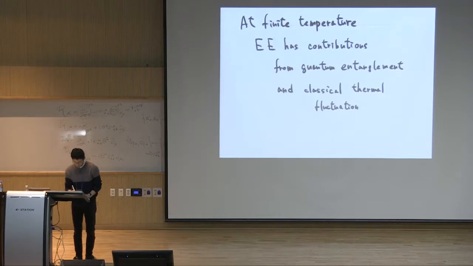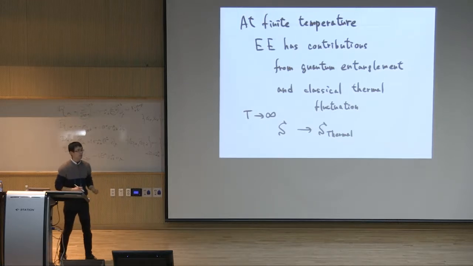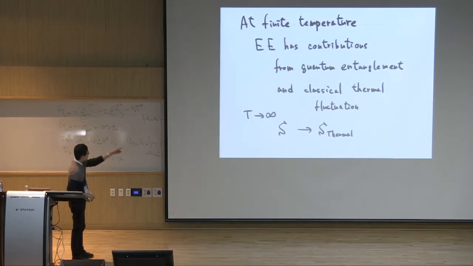So when temperature is very high, then entanglement entropy approaches the thermal entropy. Especially when temperature is infinite, then it agrees with thermal entropy. Thanks.